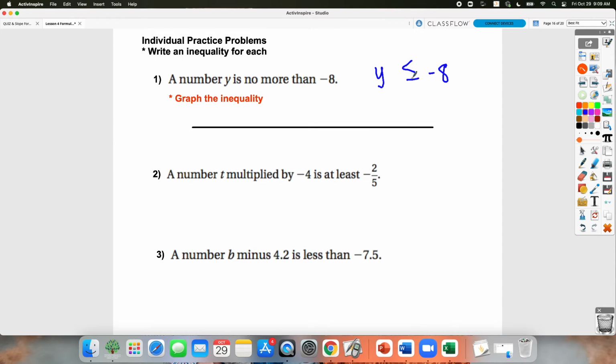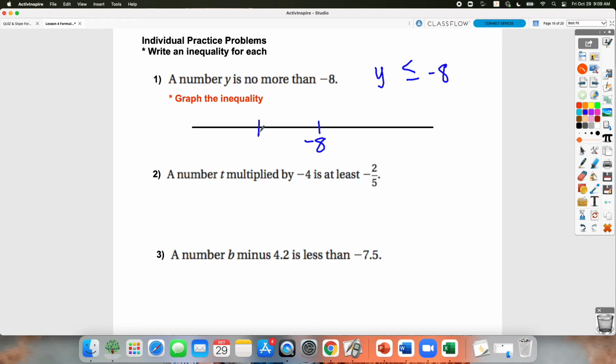Okay, so guys, whenever you're graphing an inequality and you have just a blank graph to plot it on, I want you to make sure to show the number that we need. So what number is my circle going to need to go on? Negative 8. So I'm going to put that negative 8 on my number line. And then we just need to show a number that's to the left and a number that's to the right.